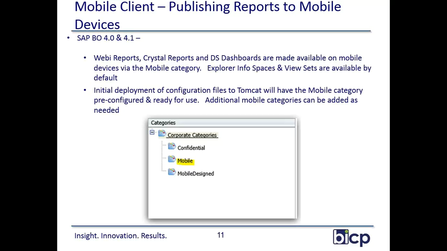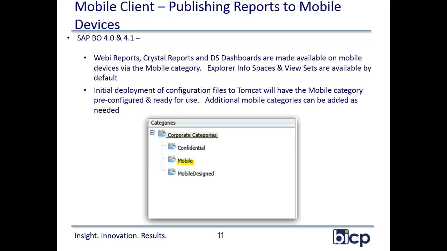Now, you may ask, where does this mobile category and the other 2 categories come from? Basically, with the initial deployment of the mobile server to Tomcat, there will be configuration files which have these 3 technical categories already predefined and set up for you, ready to use. And as either an administrator or a report developer, all you will need to do is go into the CMC or the Launchpad and create these 3 categories.